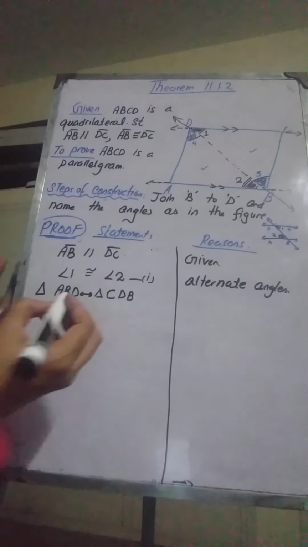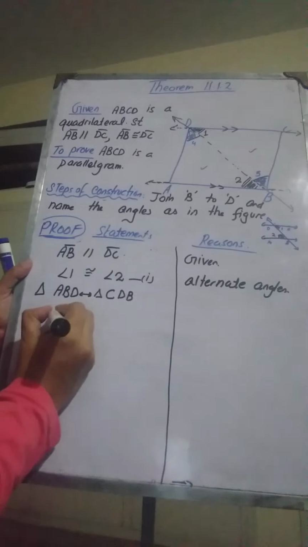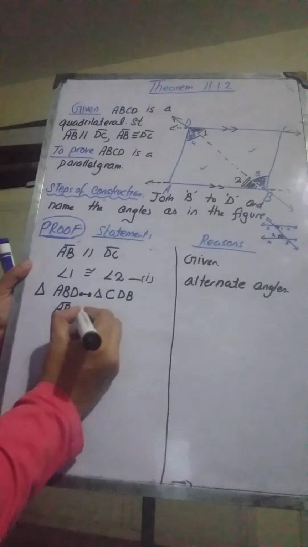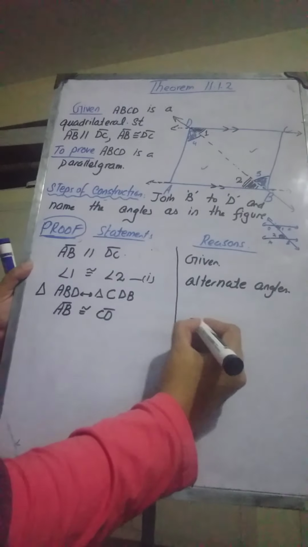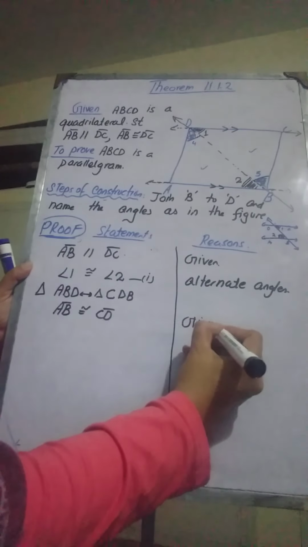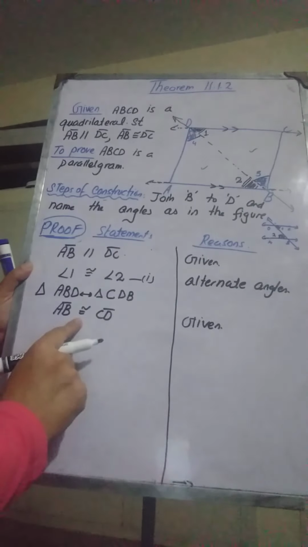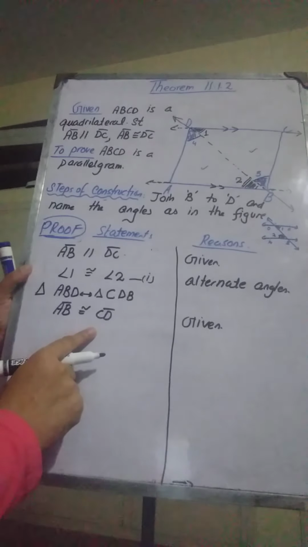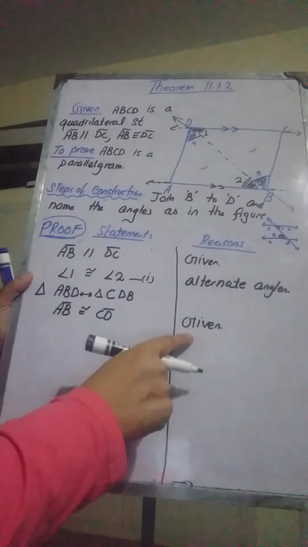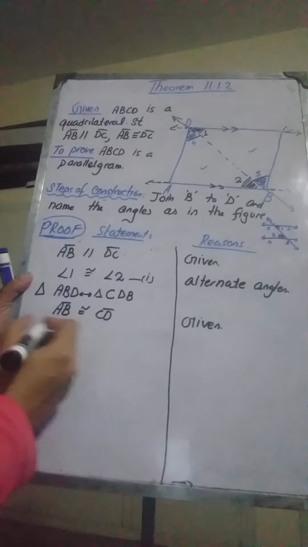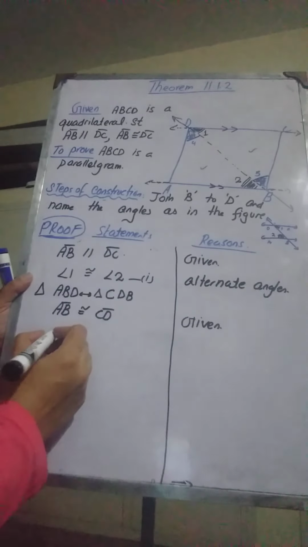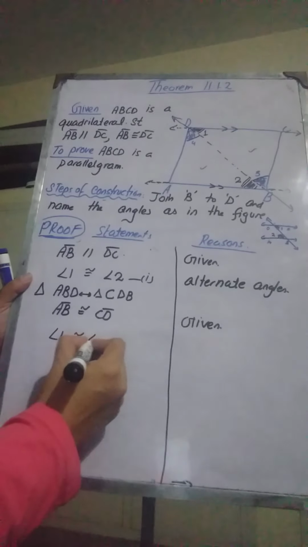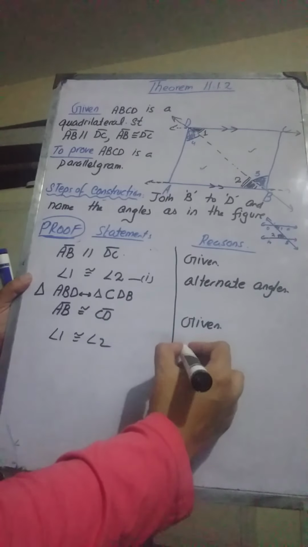Okay, let us take the correspondence. AB is congruent to CD. This was given to us. Always write the reason in front of the statement, otherwise you won't be given any marks for that statement if you haven't written the reason. AB is congruent to CD because this was given to us. Now angle 1 is congruent to angle 2. This we have proved in equation 1.